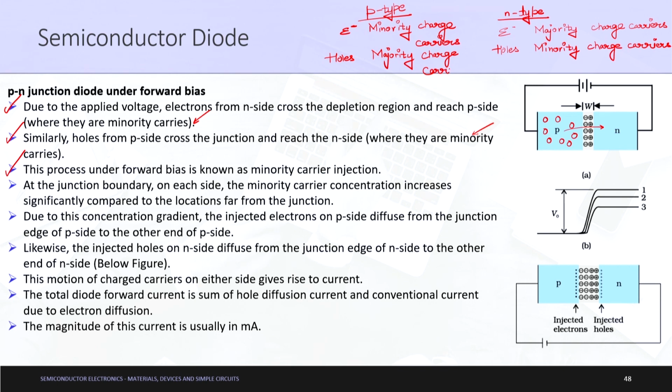You can remember this using the name also. As the name is N here, N can be said as negative, so the majority is electrons. Here the name is P, and hence the majority is holes. Fine, let us move on.